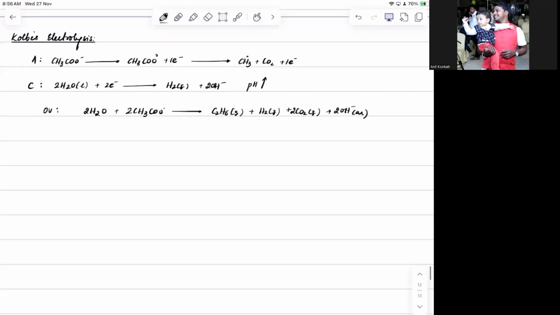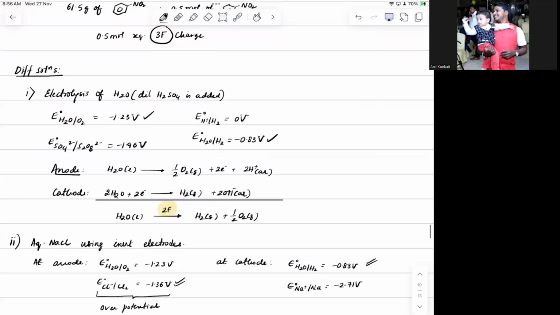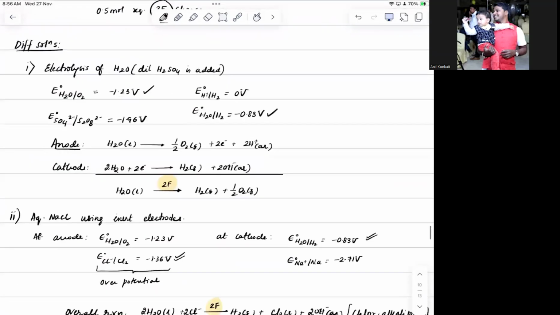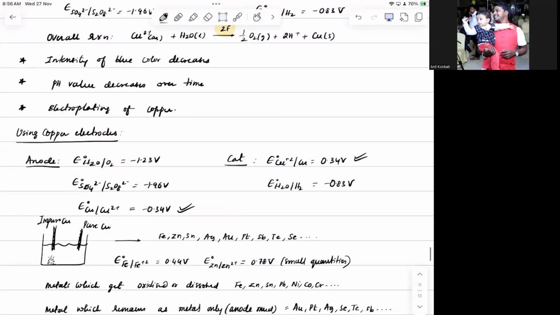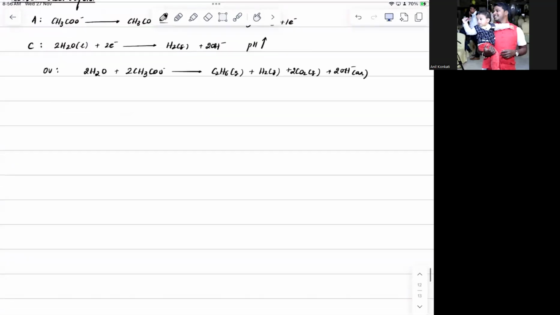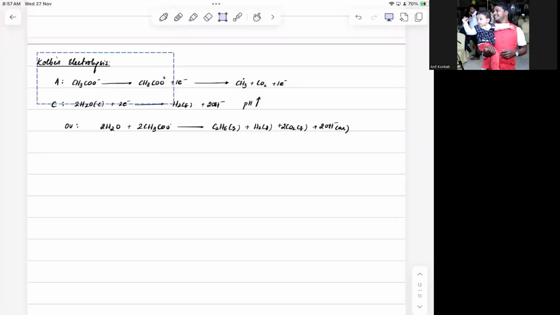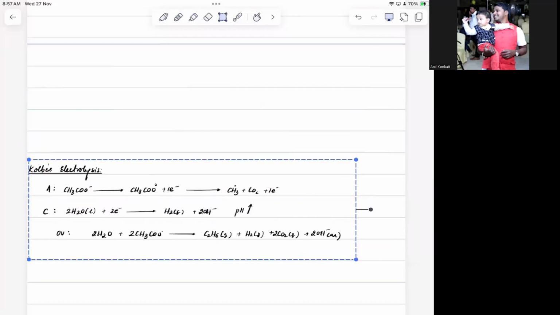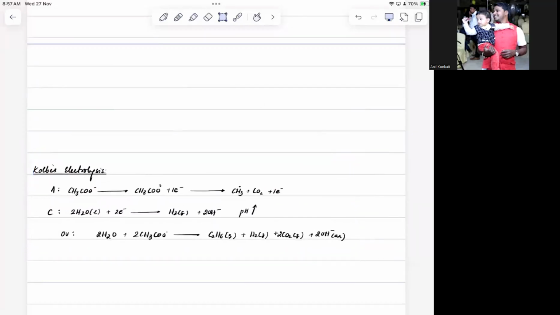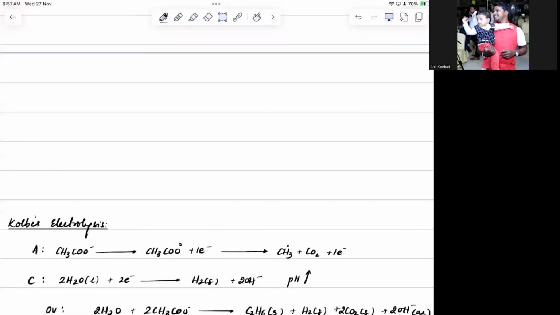So I hope all of you got an idea about what type of questions could be asked from Faraday's laws. And mainly the electrodes, you need to be very clear about what would happen. Okay. One minute. I think I forgot to discuss the concentrated form. If you have electrolysis of concentrated H2SO4.